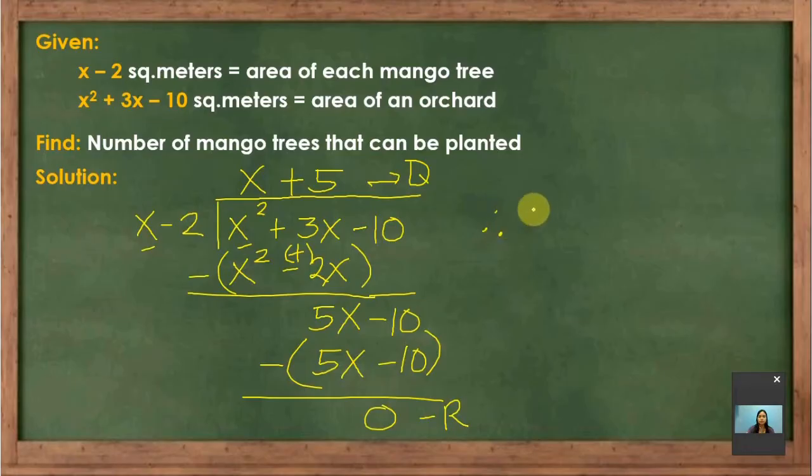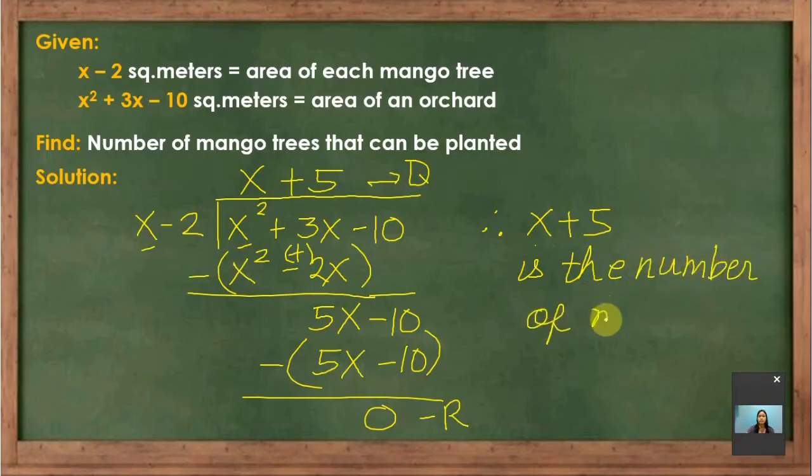Therefore, to answer the problem, x plus 5 is the number of trees that can be planted in the orchard. The number of mango trees is x plus 5.